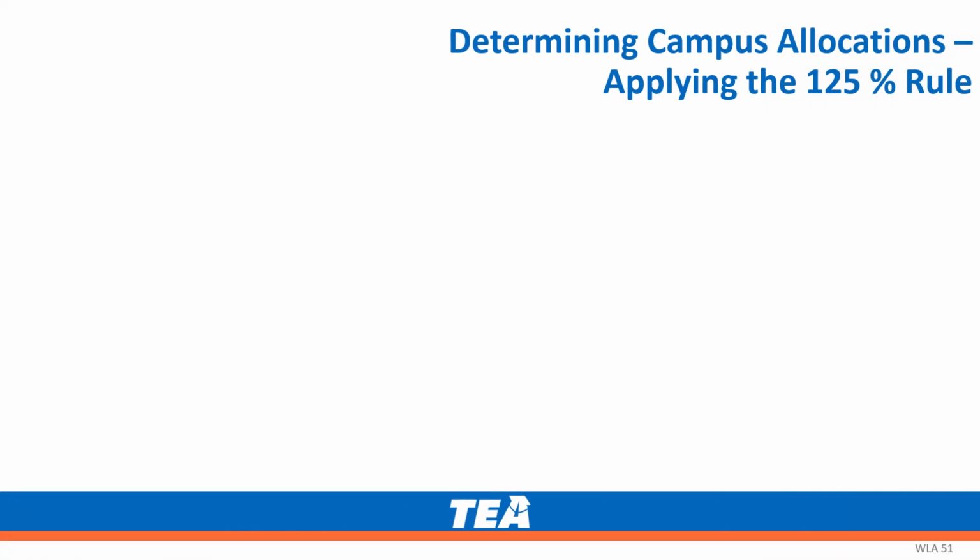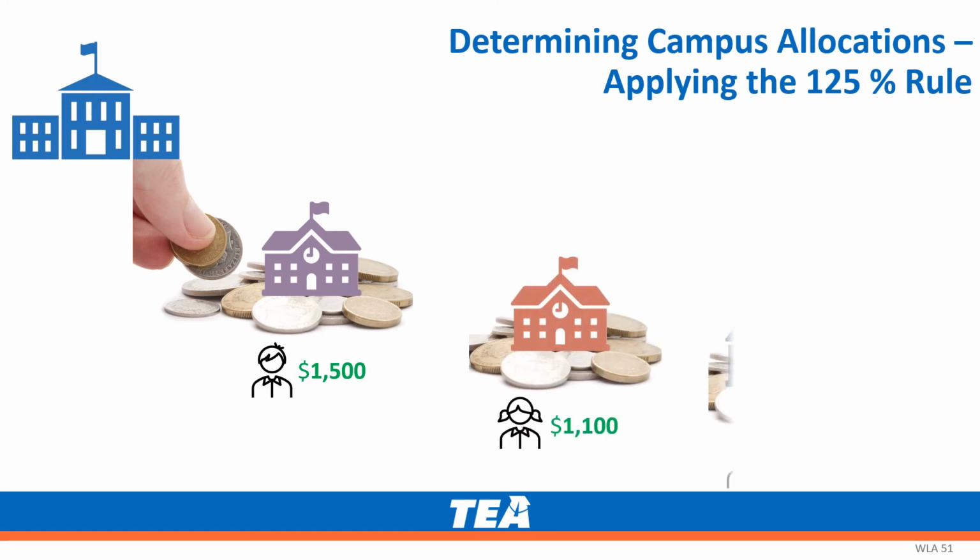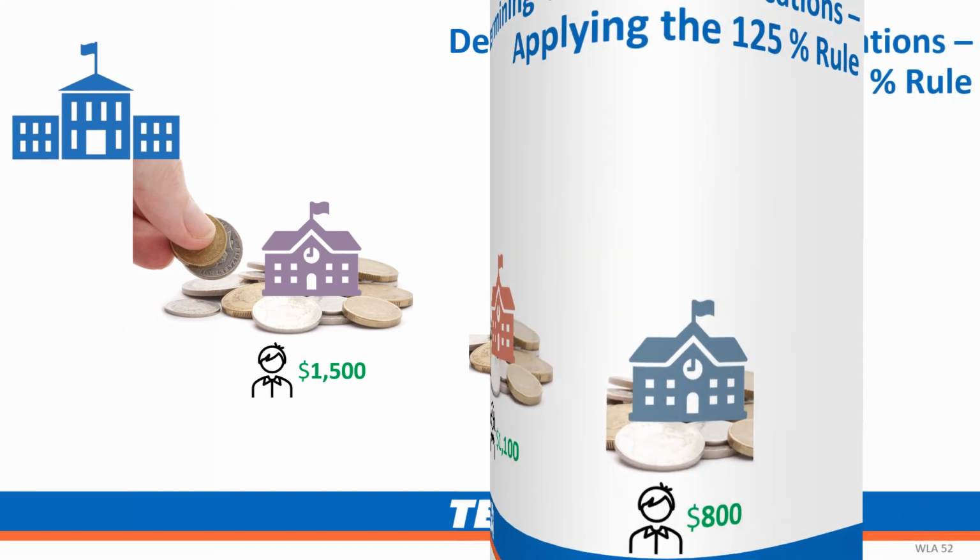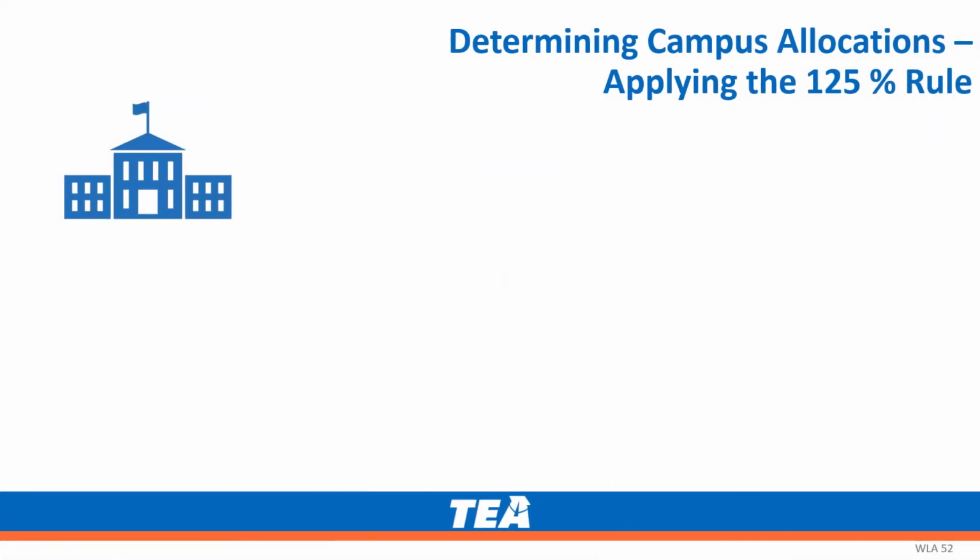Now let's take a look at the circumstances in which an LEA would be required to apply the 125% rule. As mentioned previously, an LEA has discretion to establish a per pupil amount for each Title I Part A eligible campus, and that amount need not be the same per pupil amount.